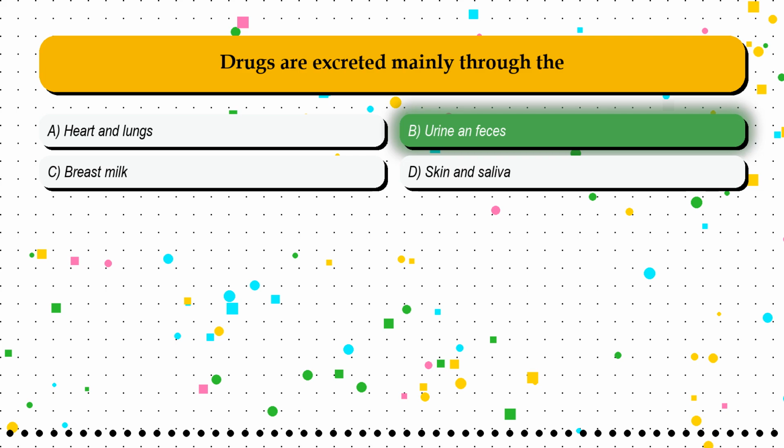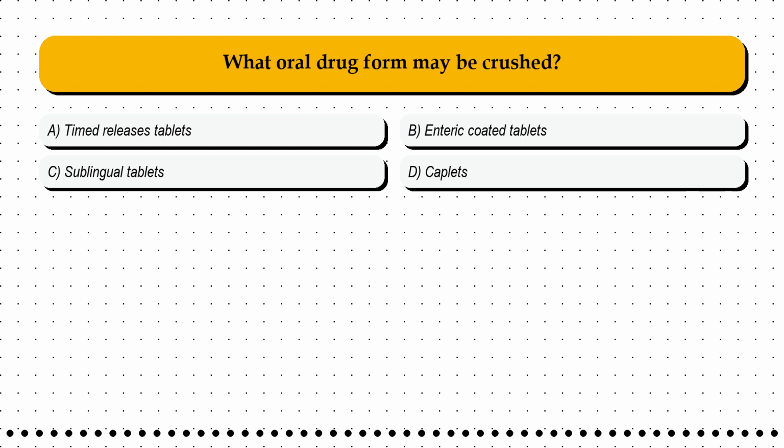The correct answer is option B, urine and feces. Question 235. What oral drug form may be crushed? Option A, timed release tablets. Option B, enteric-coated tablets. Option C, sublingual tablets. Option D, caplets.